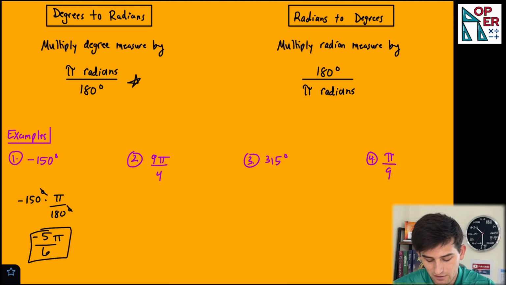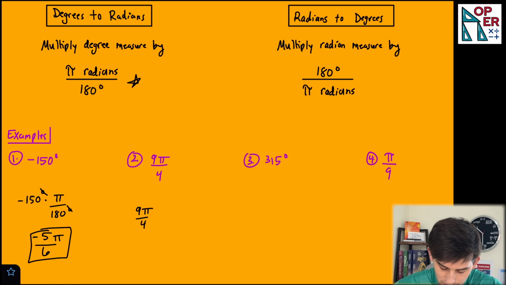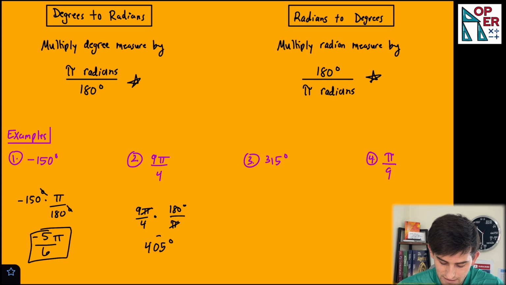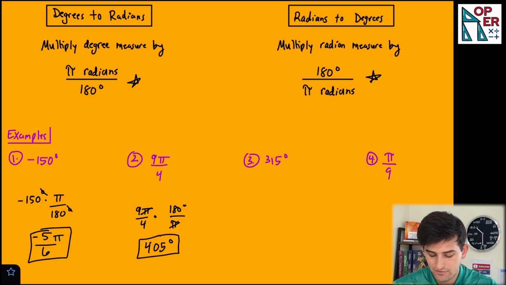All right, number 2, 9 pi over 4. We see pi there, so that's a radian measure. We're going to translate that into degrees. So we're going to take 9 pi over 4, and we're going to multiply that by 180 degrees over pi radians, okay? Now here we want to end up in degrees, so notice how our pi will cancel. Now we just have 9 times 180 divided by 4. So we want to cross-simplify: 180 over 4 would be 90 and 2. And so 9 times 90 would give us 810, and 810 divided by 2 would give us a degree measure of 405 degrees.